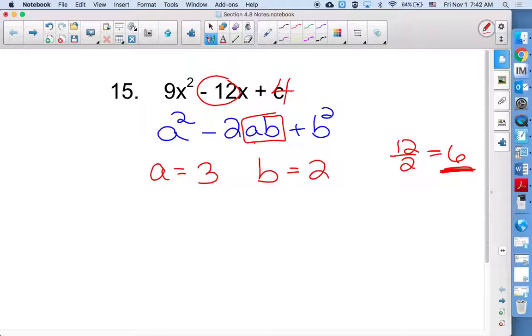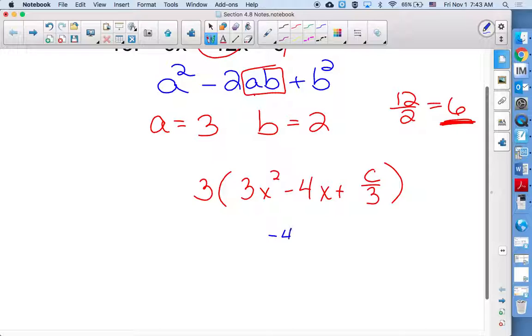Peter, I did it a different way. Sure. I got the right answer. How'd you think about it? I took out the 3 from the equation, and then in parentheses, I had 3x squared minus 4x plus c over 3. Okay. And then I took negative 4 over 2 squared to get a positive. Now that works. So you took this divided by 2 squared, right? Yeah.